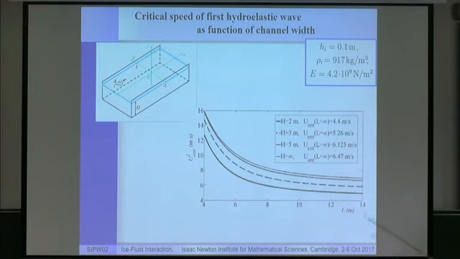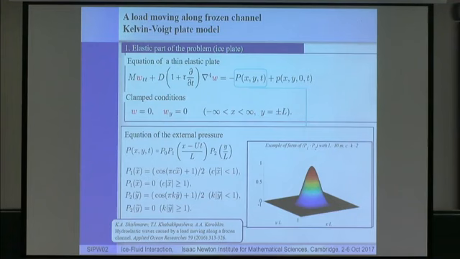But for the narrow channel, the critical speed stays high with the same thickness of the ice. And as I tell you, that is a second problem. This is about the moving clouds, a steady problem about the moving clouds along the channel.